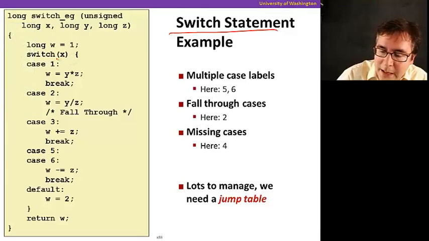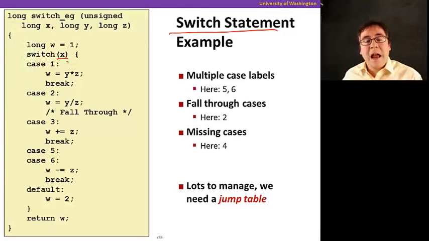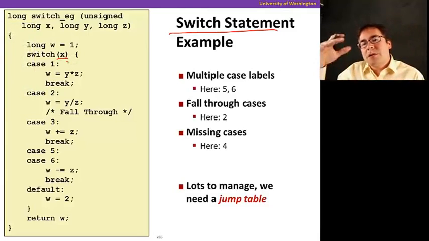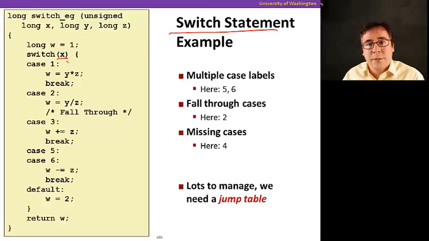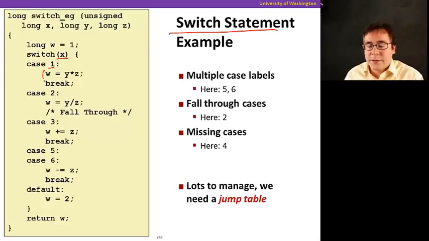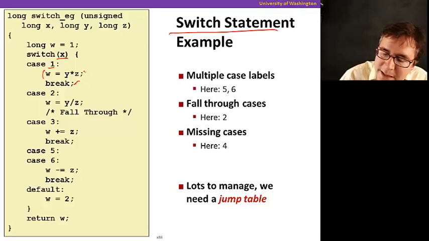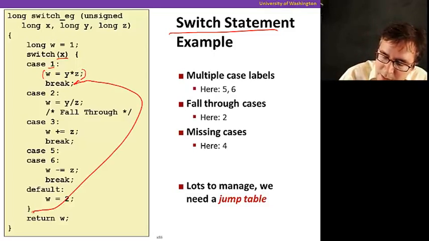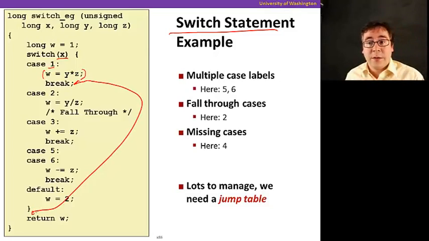If I say switch X, what I'm saying is that there'll be a bunch of options, and depending on the value of X, I'm going to execute a different piece of code. So here in our example, if X happens to be set to 1, I'm going to execute this piece of code here. And then this break statement just says that this piece of code is going to be executed, and then we're going to stop and continue executing past the end of the switch statement.